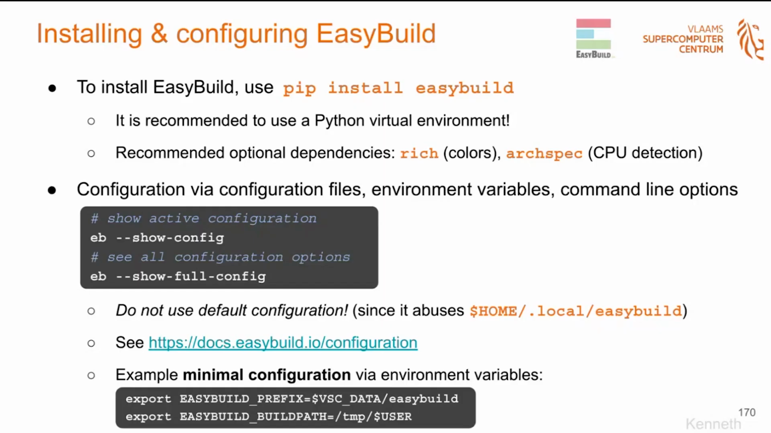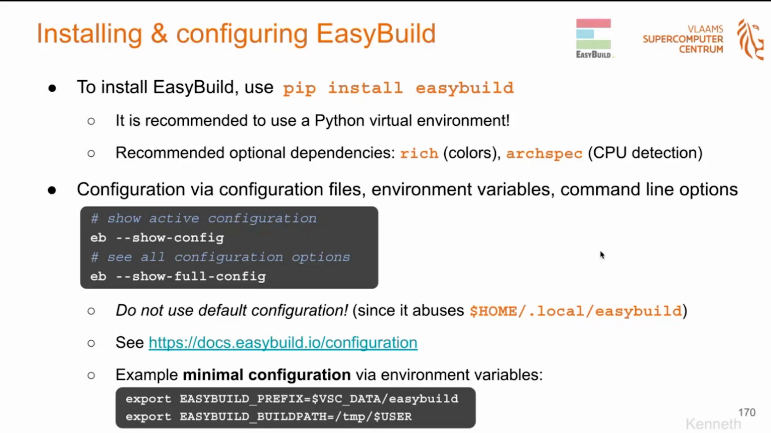So you should definitely configure EasyBuild, mainly to control where it will install software, but also where it will build software. So where it will do the compilation, you want that to be a fast location. So for example, we do it in a temporary directory, so a local directory on the system, and not on the shared file system like your home directory is. That would make the installation of software a lot slower.